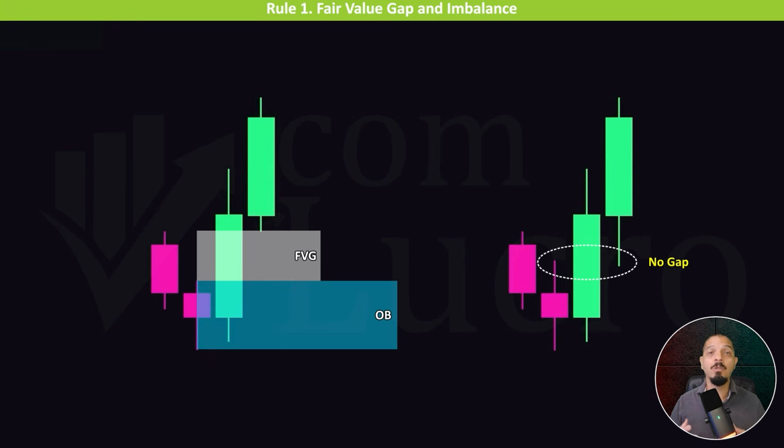Even though both moves are strong, only the left example qualifies as a valid order block. To mark it, we take the candle just before the inefficiency and draw a rectangle covering the entire candle, from the highest wick to the lowest wick.